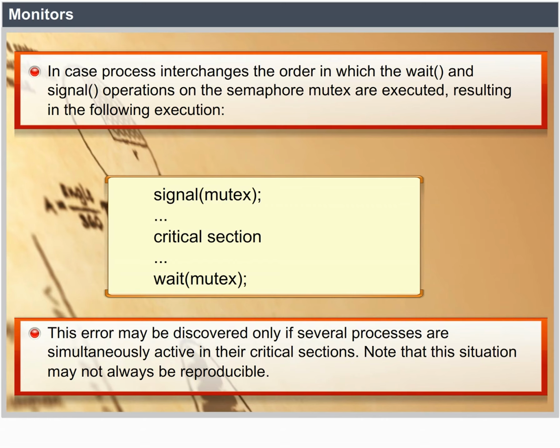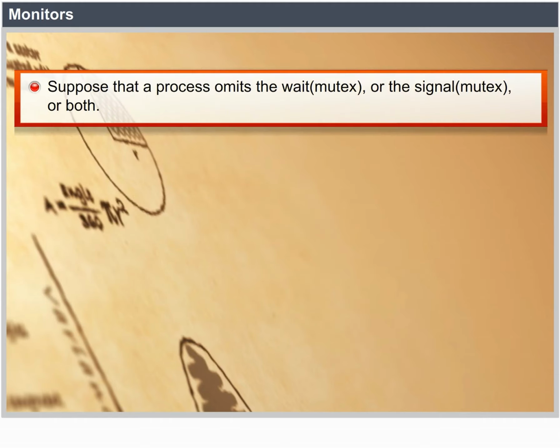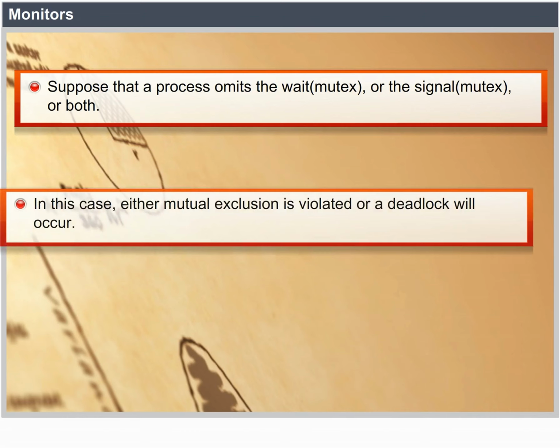Suppose that a process replaces signal(mutex) with wait(mutex). That is, it executes wait(mutex), critical section, wait(mutex). In this case, a deadlock will occur. Suppose that a process omits the wait(mutex) or the signal(mutex) functions, or both. In this case, either mutual exclusion is violated or a deadlock will occur.